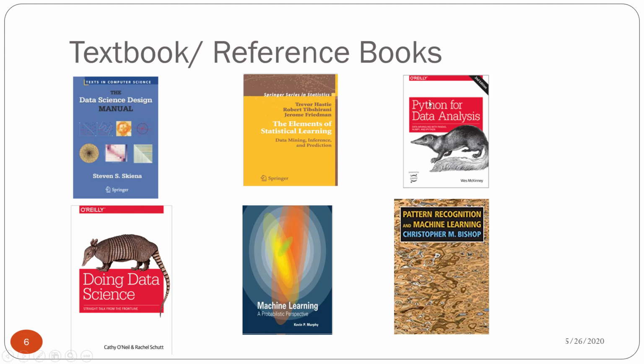And then the third book right here, which is Python for Data Analysis, would be a very handy book because here the focus would be totally different. In the Data Science Design Manual, we may not talk too much about implementation. Most of the discussion might be on just the theory. Whereas in Python for Data Analysis, you will find more details about the Python libraries. So this might be another handy book for you.